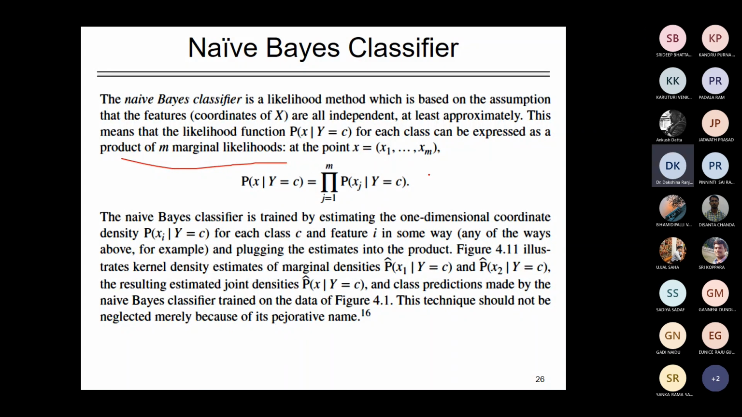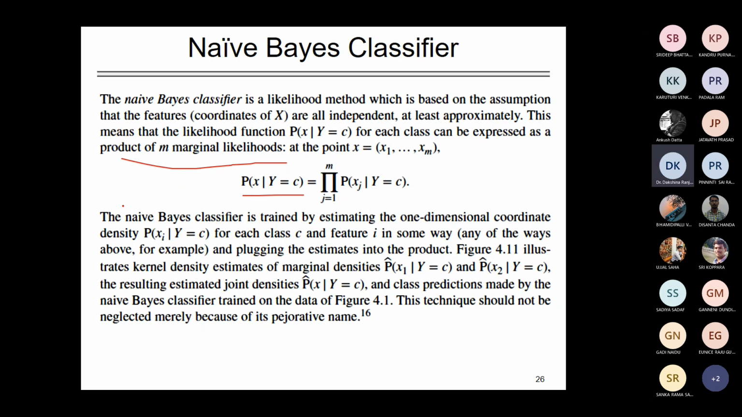So this is the equation for the likelihood function for the naive Bayes classifier, where we get the product of m marginal likelihoods. This probability of x given y equals c will give us the product of the probability of xj given y equals c, where xj varies from 1 to m, since we have m number of features and an m dimensional feature vector. Therefore, for an m dimensional feature vector, we estimate this likelihood function for the naive Bayes classifier.